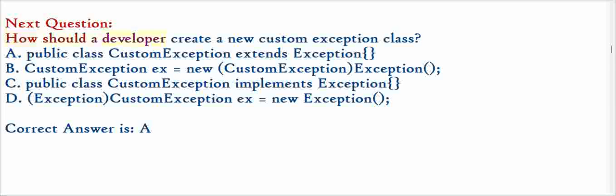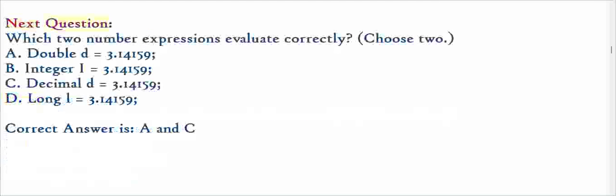Next question. How should a developer create a new custom exception class? A. Public class CustomException extends Exception. B. CustomException x = new CustomException(). C. Public class CustomException implements Exception. D. Exception CustomException x = new Exception. Correct answer is A.